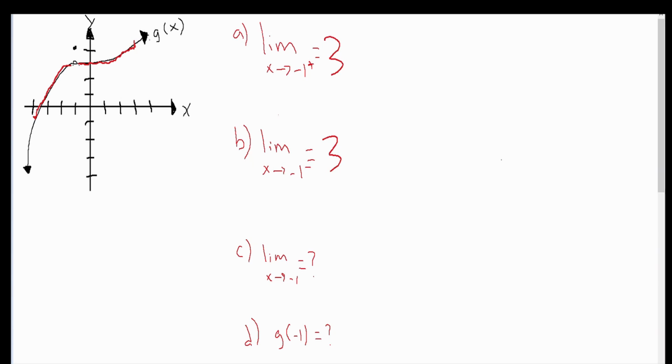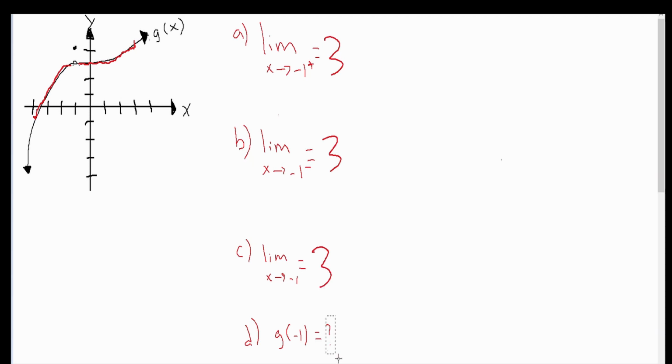Okay, so for part C, since both -1 from the right side and from the left side have a value of 3, then the limit as x approaches -1 is equal to 3.